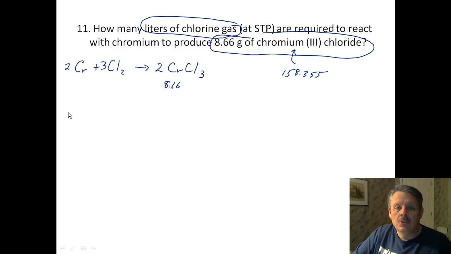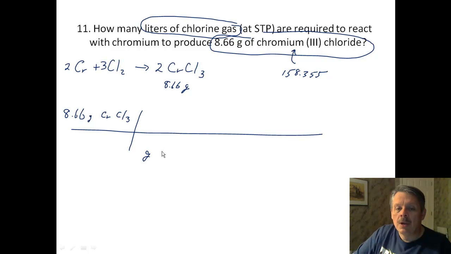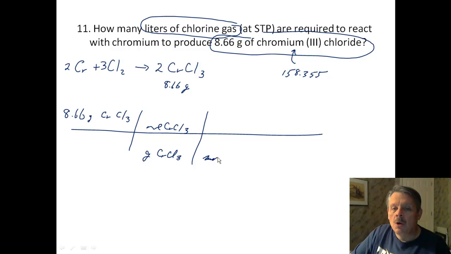All right, so let's go ahead and do the math here. We're starting with 8.66 grams of chromium 3 chloride, CrCl3. I want to get rid of grams of CrCl3 and go to moles of CrCl3, but I don't want moles of CrCl3, I want moles of chlorine gas. Sorry, that's Cl2, my bad. And I want to go from moles of Cl2 to, what's it asking for? It's asking for liters of Cl2. Well, liters of Cl2 is real easy.